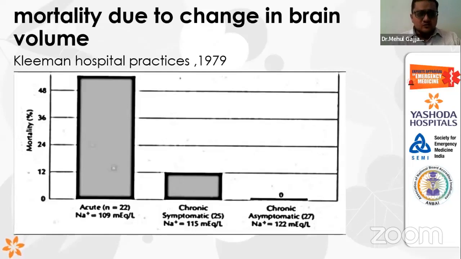Now, coming to mortality due to brain swelling in case of hyponatremia. This is one interesting study which was done in Cleveland Hospital. It showed that whenever hyponatremia developed acutely, that is in less than 48 hours, the mortality is very high, almost 50%. While in case of chronic hyponatremia, whether symptomatic or asymptomatic, the mortality rate is not that high. It is only a little bit higher in case of chronic symptomatic hyponatremia. But in this study, the serum sodium level was around 115 milligrams per liter, which is also a serious hyponatremia.